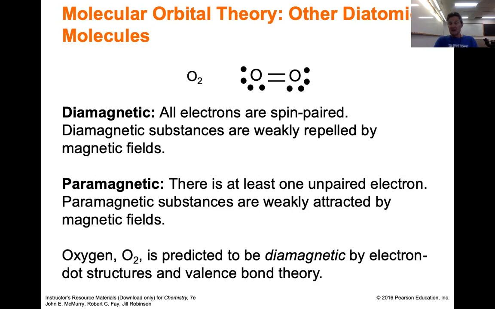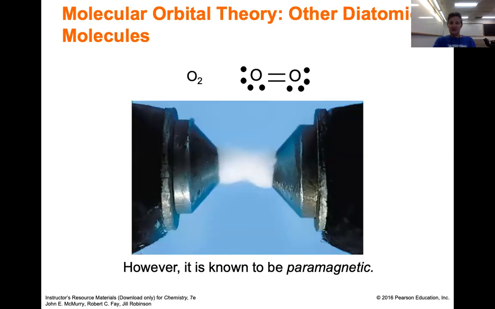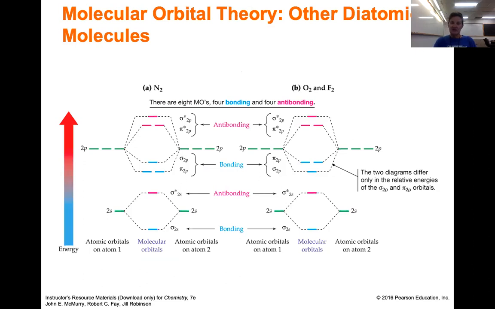So both valence bond theory and electron dot structures would say that it should be diamagnetic. But in reality, it's known to be paramagnetic. And you can understand that by using the diagram on the right, because it's for O2 and F2. So if I put in the electrons for O2, I'm going to put in 12 total electrons because each oxygen's valence will contribute 6.